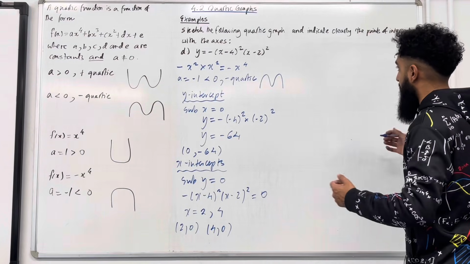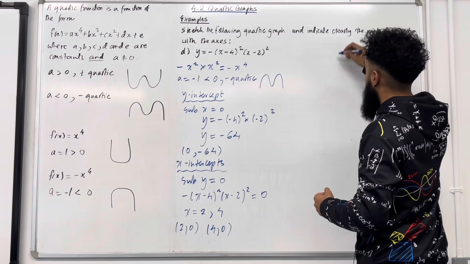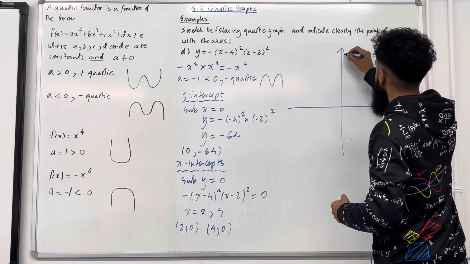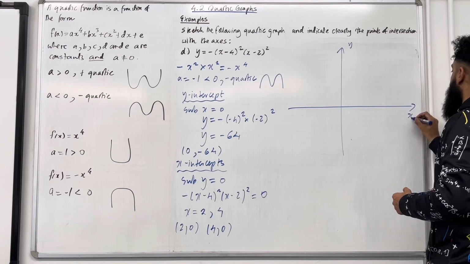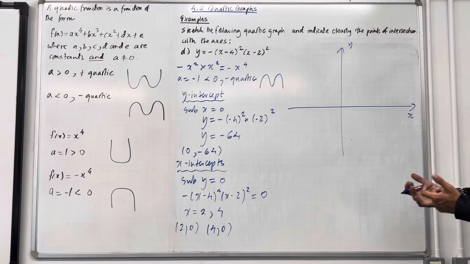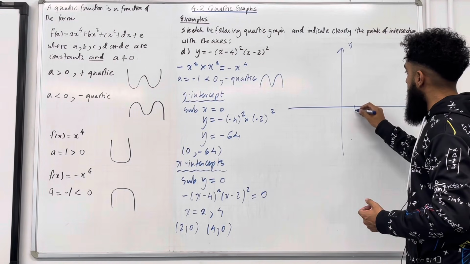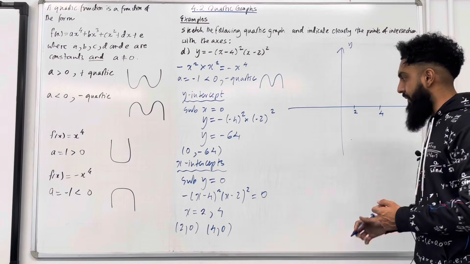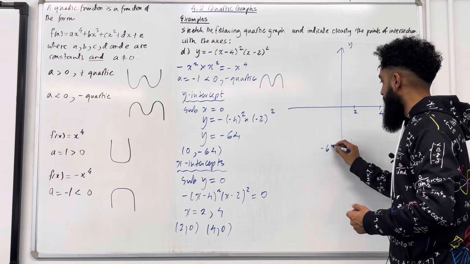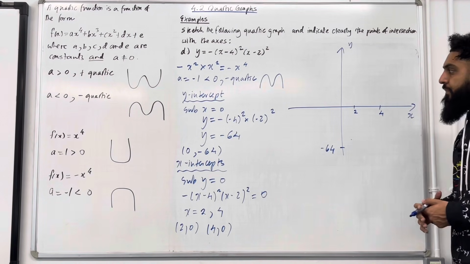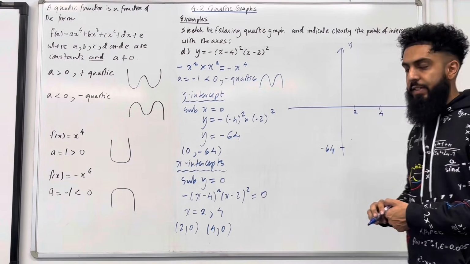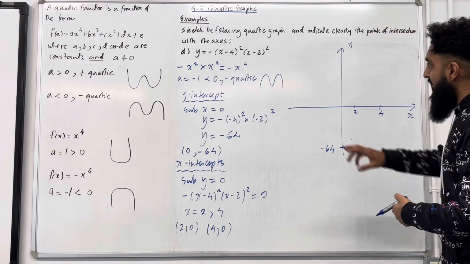Right, so I'm going to sketch the graph now. Here's my axes. So I've got the y-axis and I've got the x-axis. My x-intercepts are 2 and 4, and my y-intercept is minus 64. Again, it's not accurate. The key things that you get marks for is the shape of the graph, the y-intercept, and the x-intercepts. So we need to sketch an M shape.